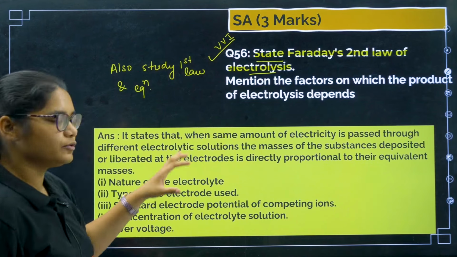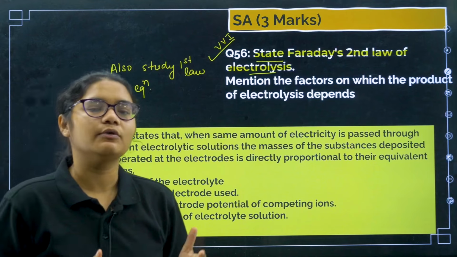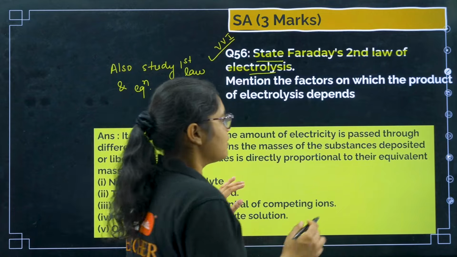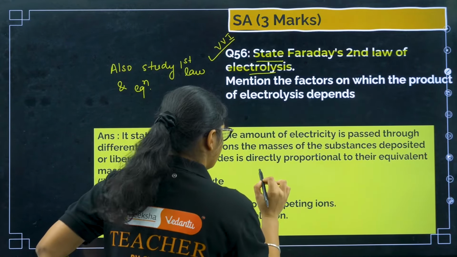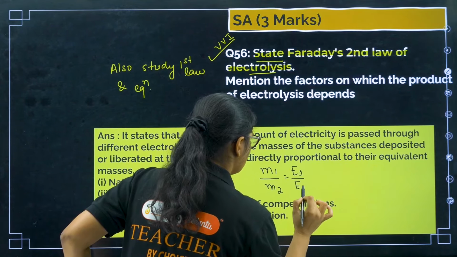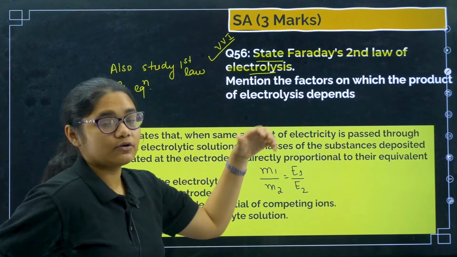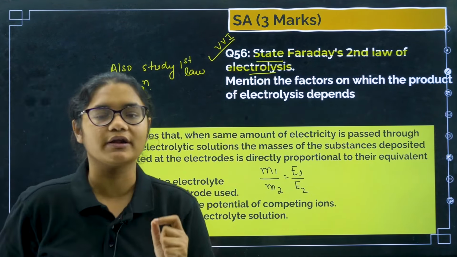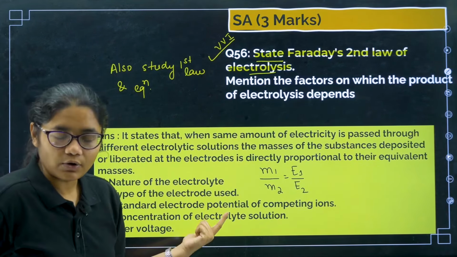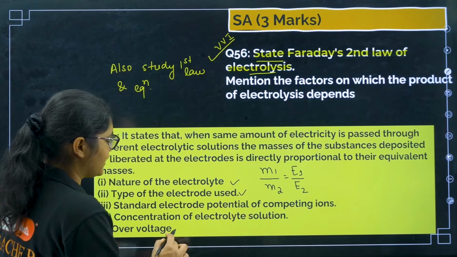Faraday's second law: when you pass the same amount of current, the masses deposited at two different cathodes will be in the ratio of their equivalent weights. Here we have M1 by M2 is equal to E1 by E2. Clear? That is what you have to write down. Now the factors on which the products of electrolysis depend: the nature of the electrolyte, the nature of the electrode and overvoltage.